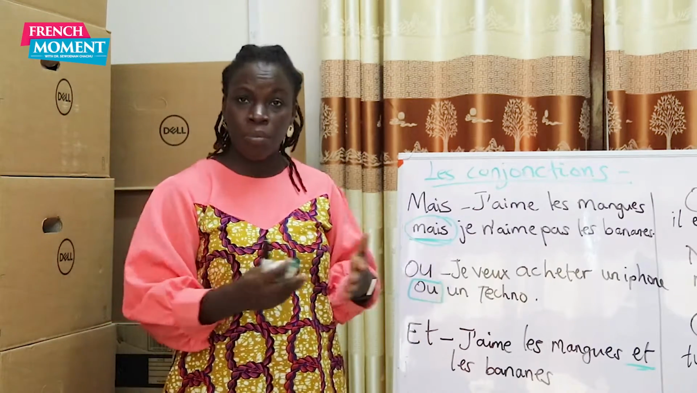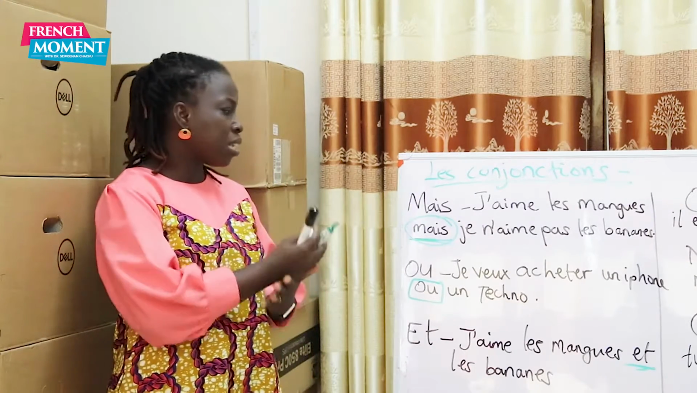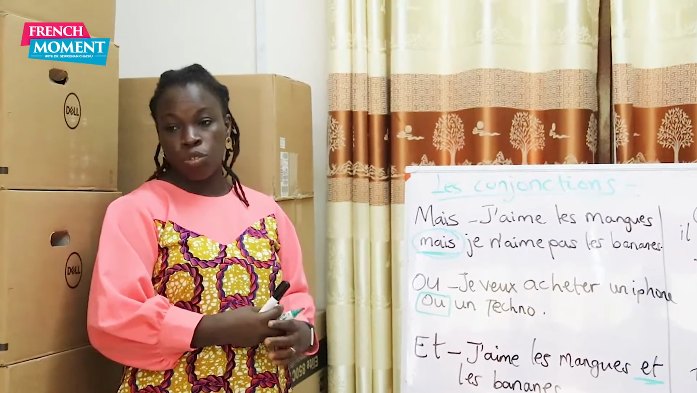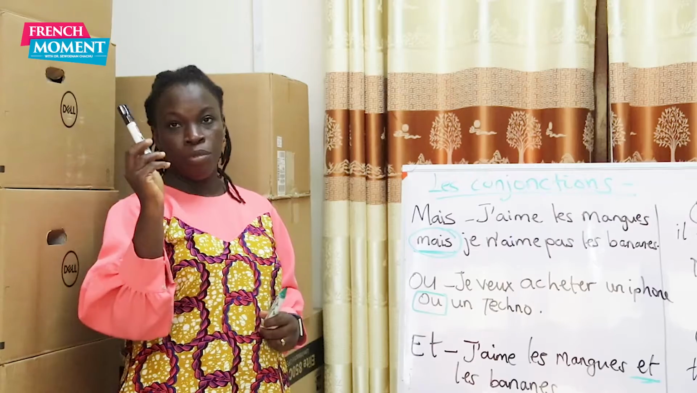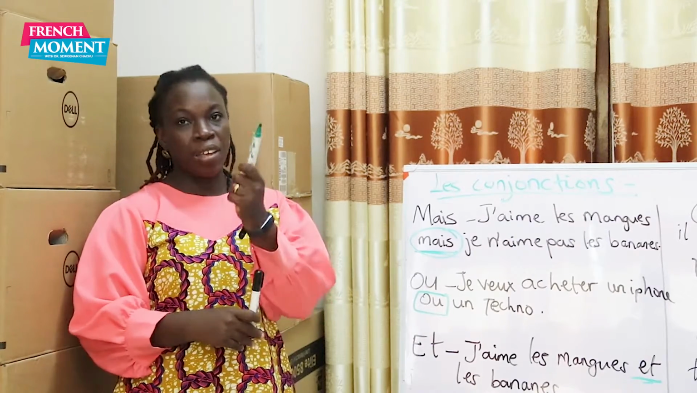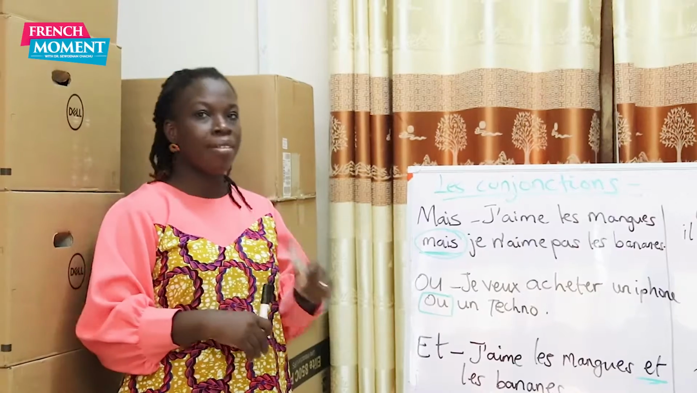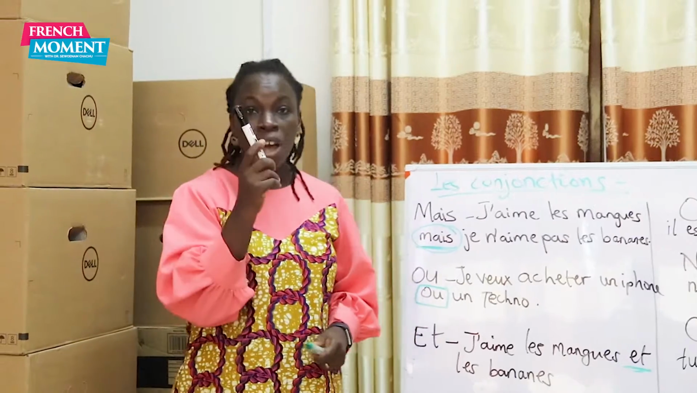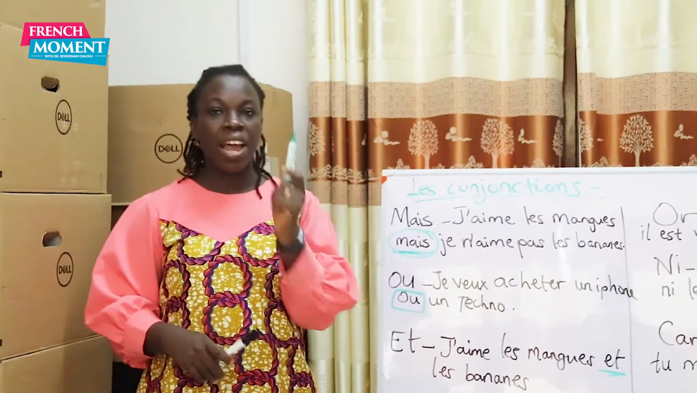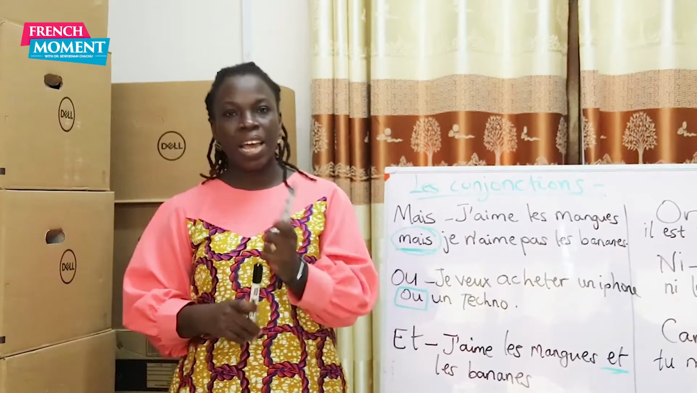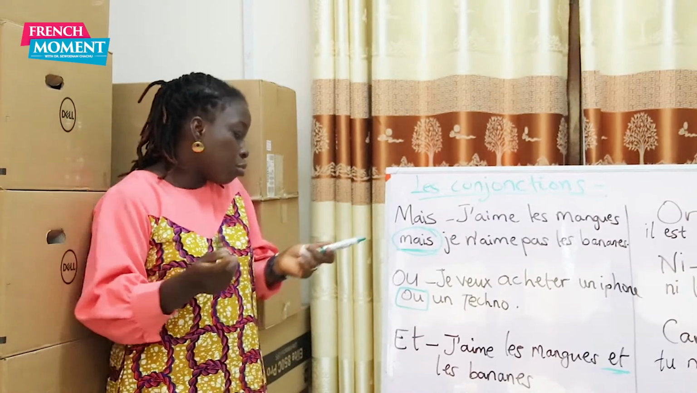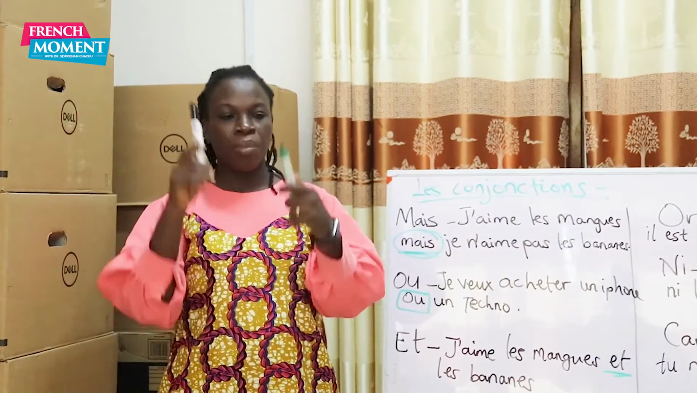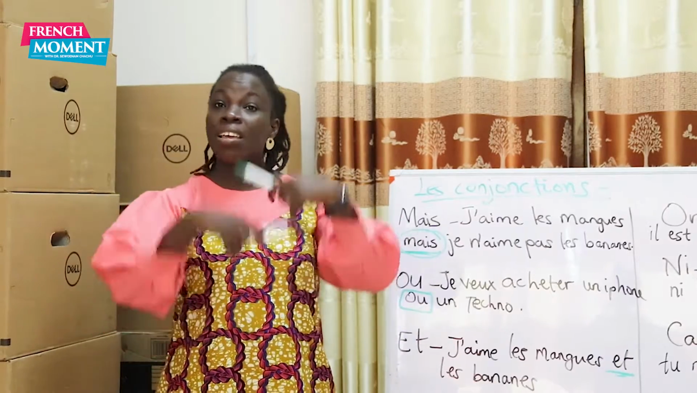Think of a few more examples by yourself. Try and put them in sentences where you use mais, ou, or et. "Est-ce que tu veux le marqueur noir ou le marqueur vert?" Do you want the black marker or the green marker? Or you can say "j'aime le marqueur noir mais je n'aime pas le marqueur vert." I like the black marker, but I don't like the green marker. Or you could also say "j'aime le marqueur noir et j'aime le marqueur vert." So you like all the markers.